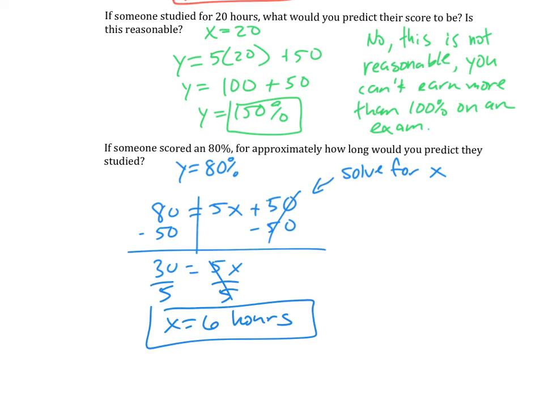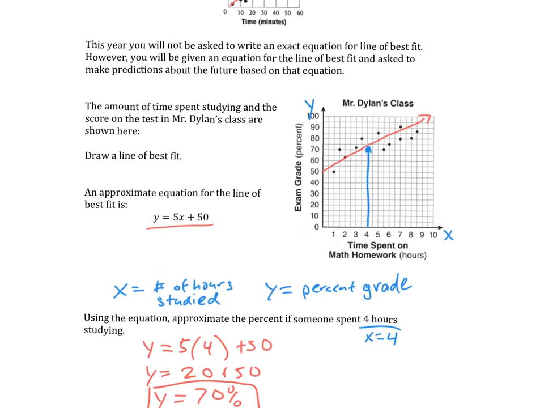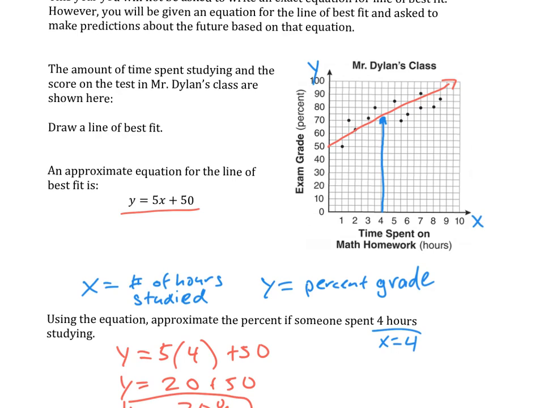If you're given a line of best fit, just be careful that you know which variable you're looking for. As another hint, your independent variable, your x, is always going to be on the horizontal axis, and your y will always be on the vertical axis. The scatter plot itself can help you identify what those two variables are.